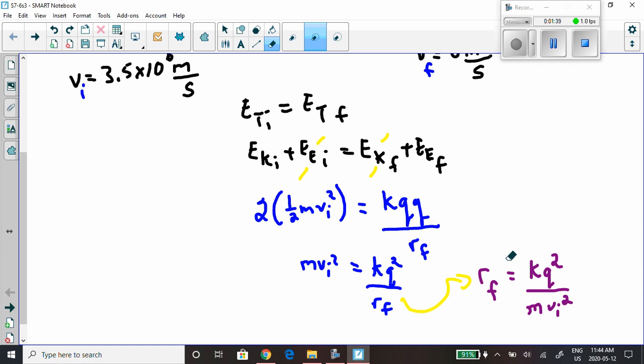We do a little fancy rearranging. We bring the RF up and the MVI squared down. Little switcheroo there. And there's your equation for the final distance between the electrons that were shot at each other.